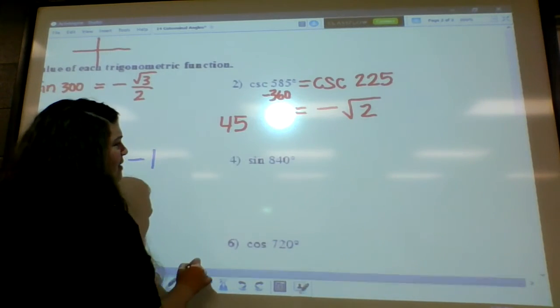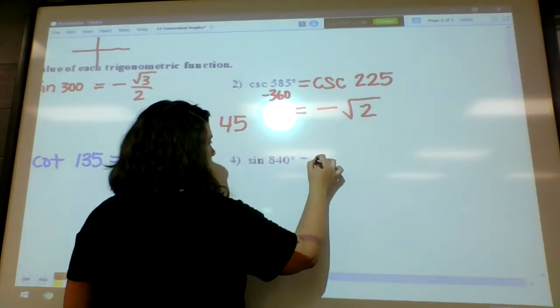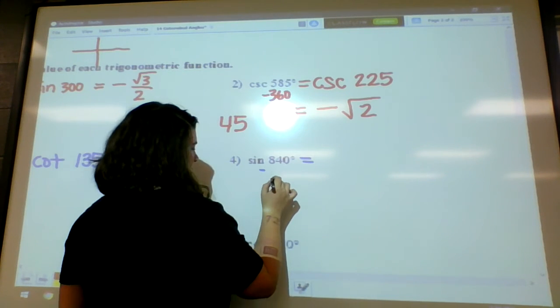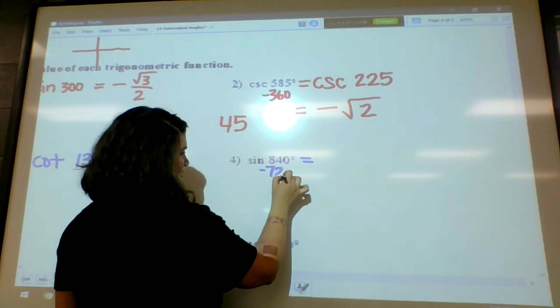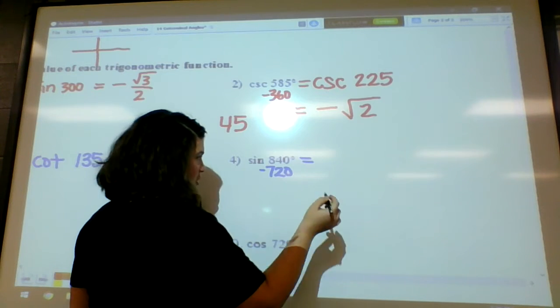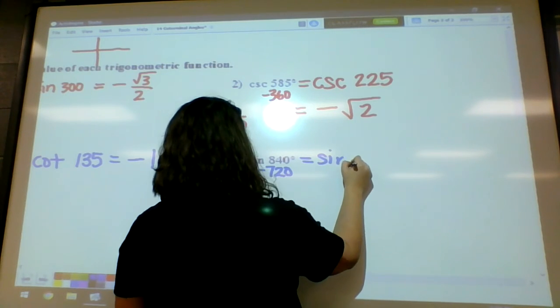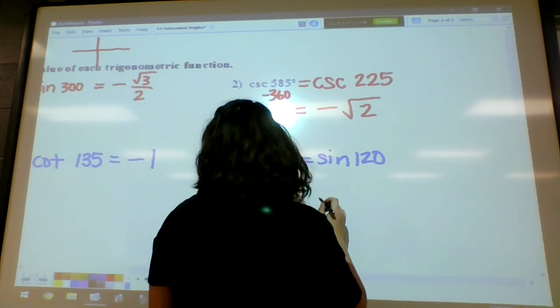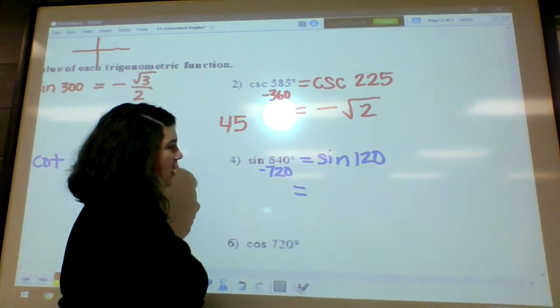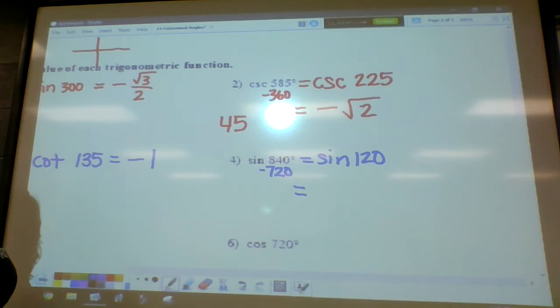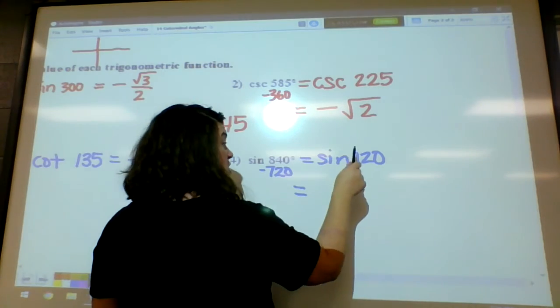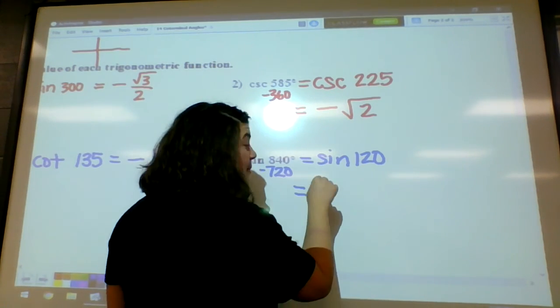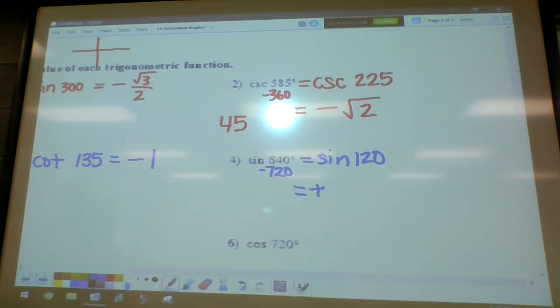All right, sine of 840. Going to take off how much? I would take off 720, which is 360 times 2, and end up with sine of 120. And is the sine of 120 positive or negative? This one is positive, right? 120 is in Q2, and sine is positive. So you can put the positive on your paper. That's completely fine. Or you can just leave it off there.